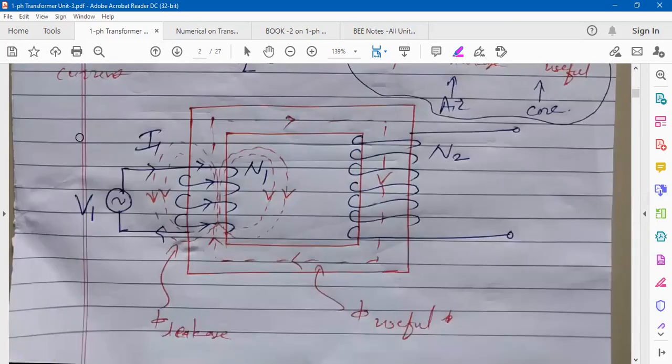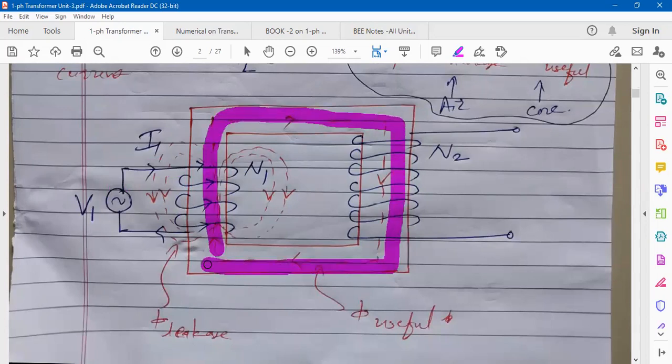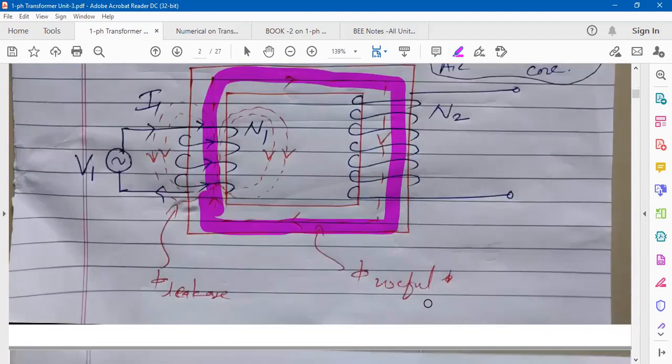See here, V1 you apply, I1 flows through the primary winding, it produces flux. Whatever the total flux produced by the primary winding, not 100% completes its path through the core. The core is made up of silicon steel, its relative permeability is very high, opposition to the flow of flux is very less. That's why 95 to 98% flux, maximum flux completes its path through the core. It helps in producing the output.